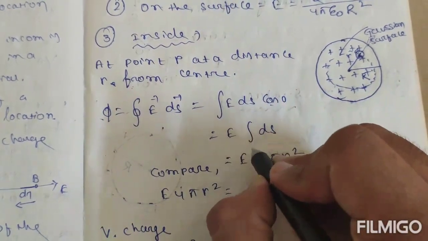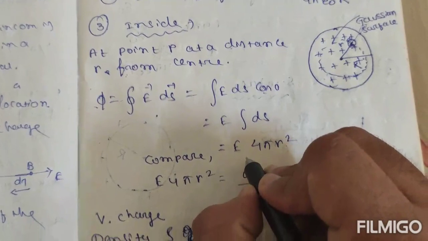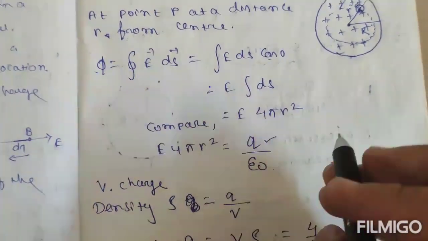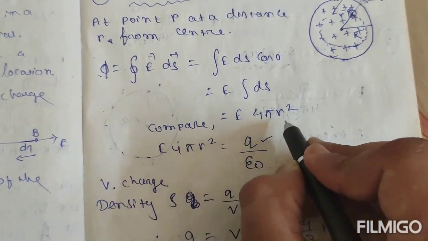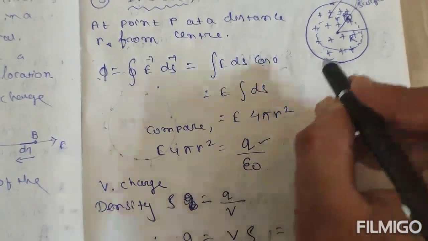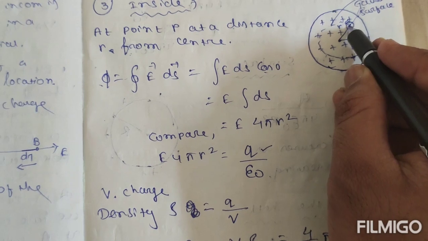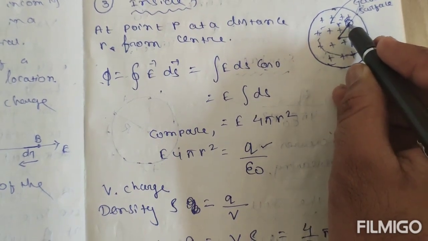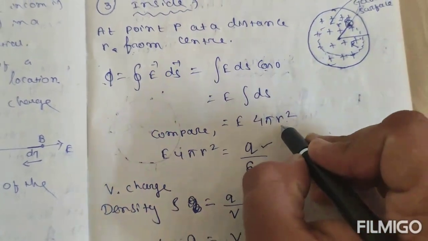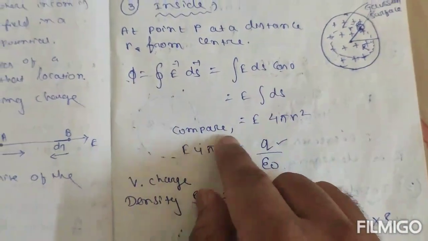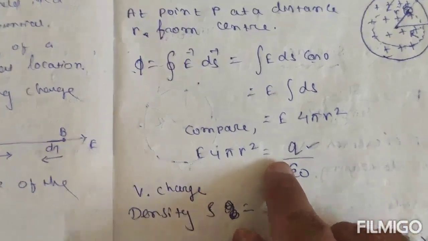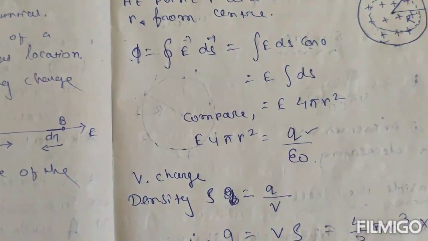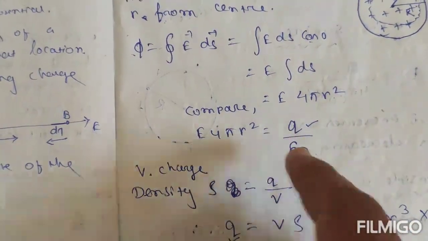So E into integration of ds. ds integration is S, the surface area of a sphere, which is 4 pi r square. Why small r square? Because here I am calculating at this point, so what is the radius? Small r. So next step is to compare with the Gauss equation, that is E into 4 pi r square equal to Q by epsilon naught.